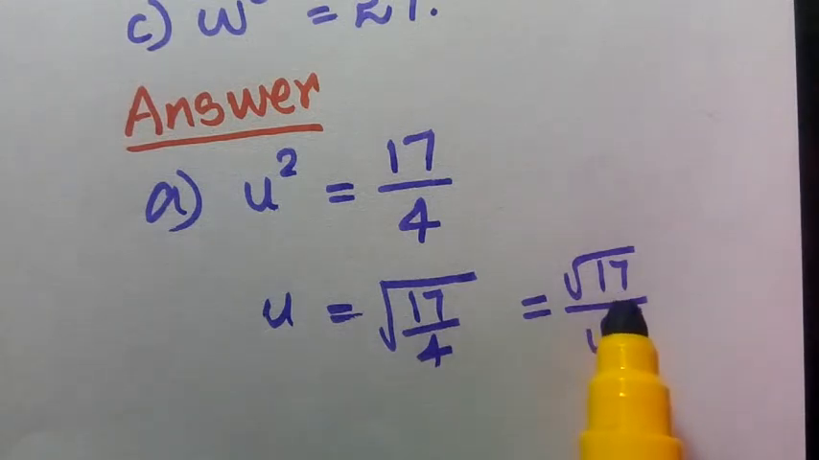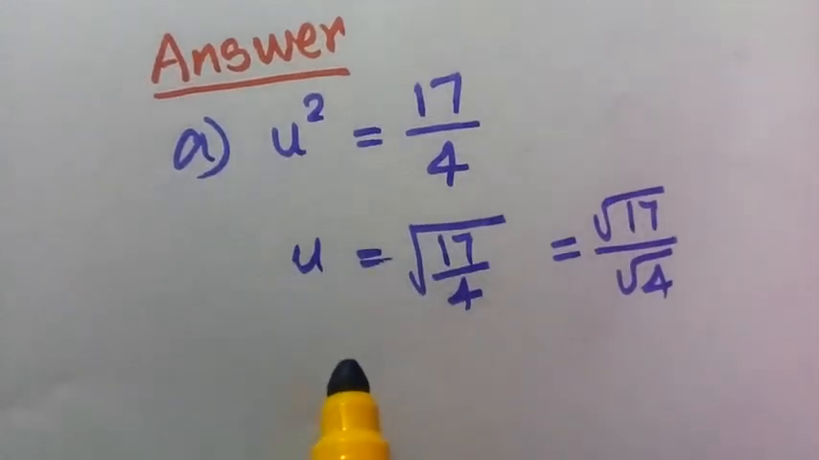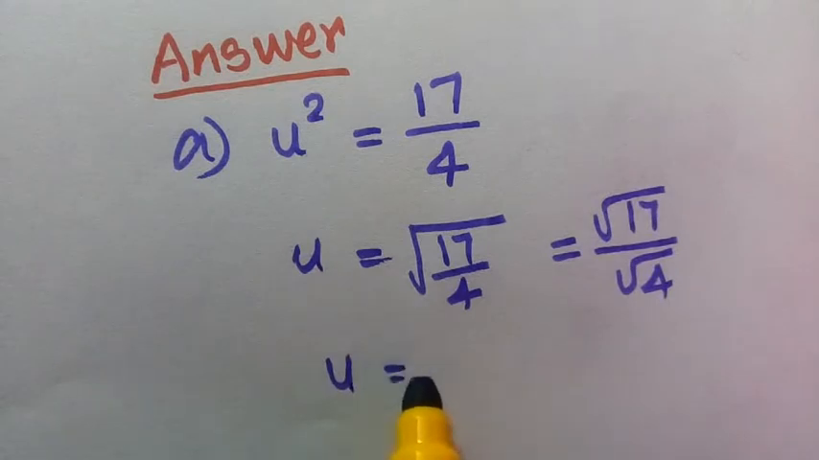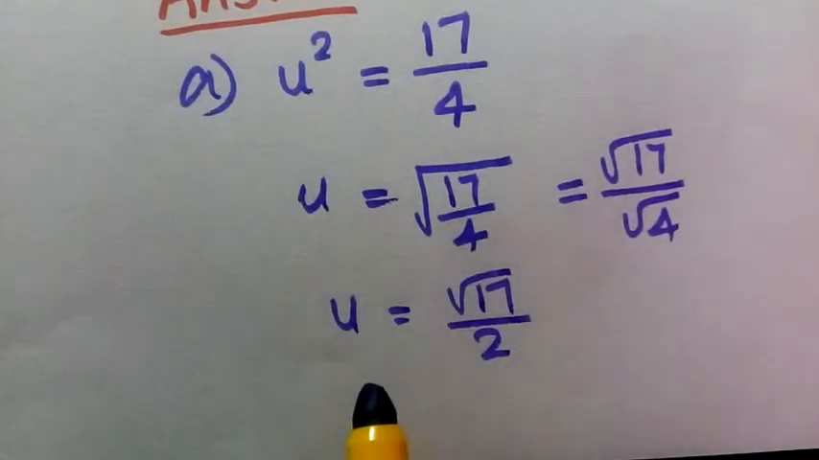Is 17 a complete square number? No, 17 is not a complete square number. So, root 17, we will write root 17 itself. Instead of root 4, we will write 2. So, the next step is u is equal to root 17 by 2. Now you got the value of u. u is equal to root 17 by 2.